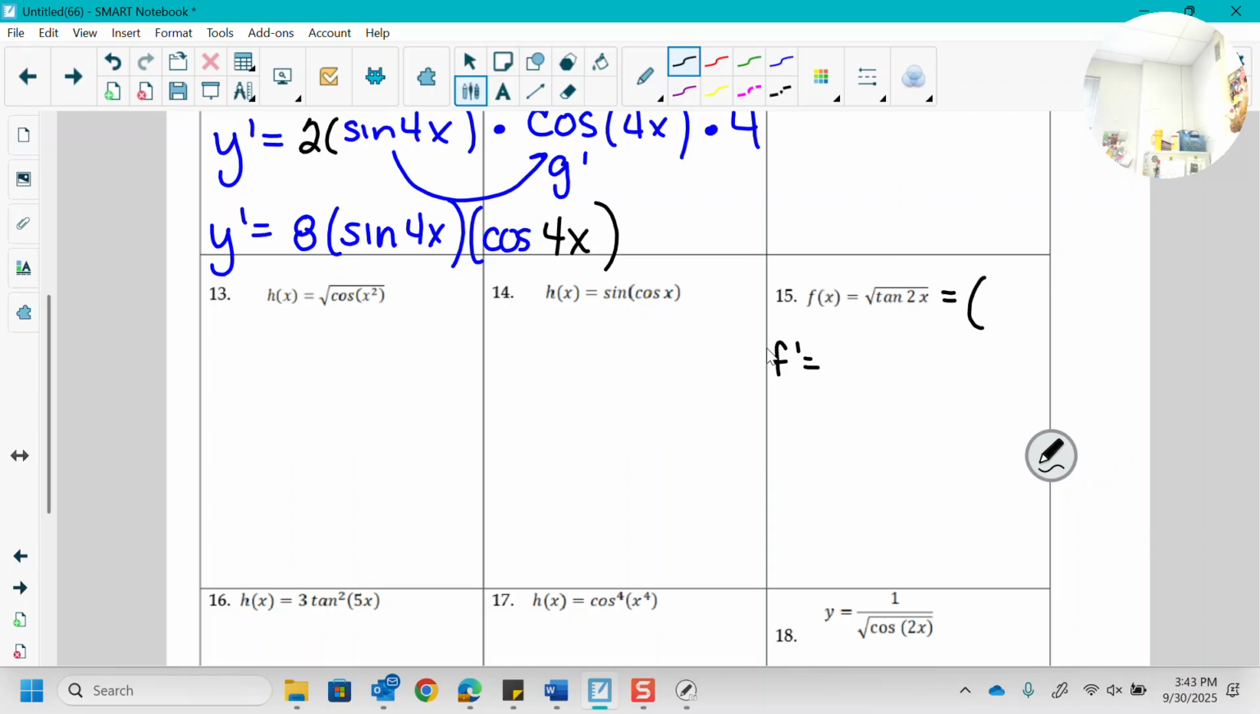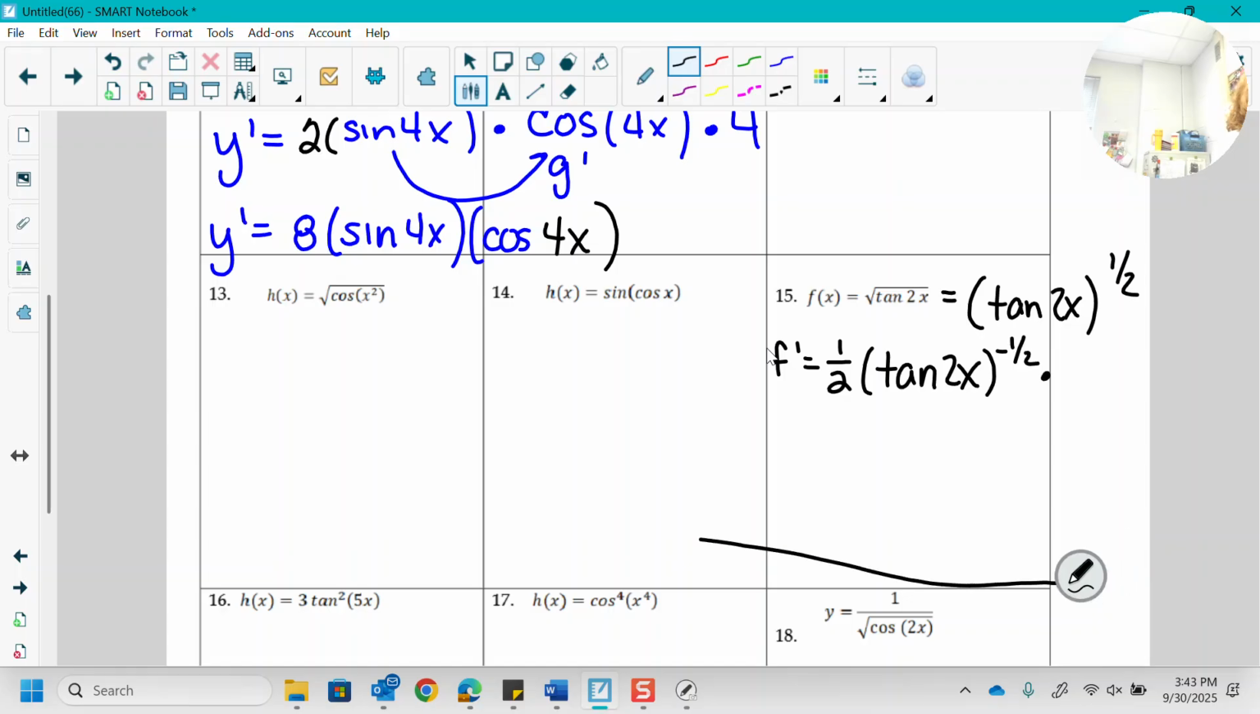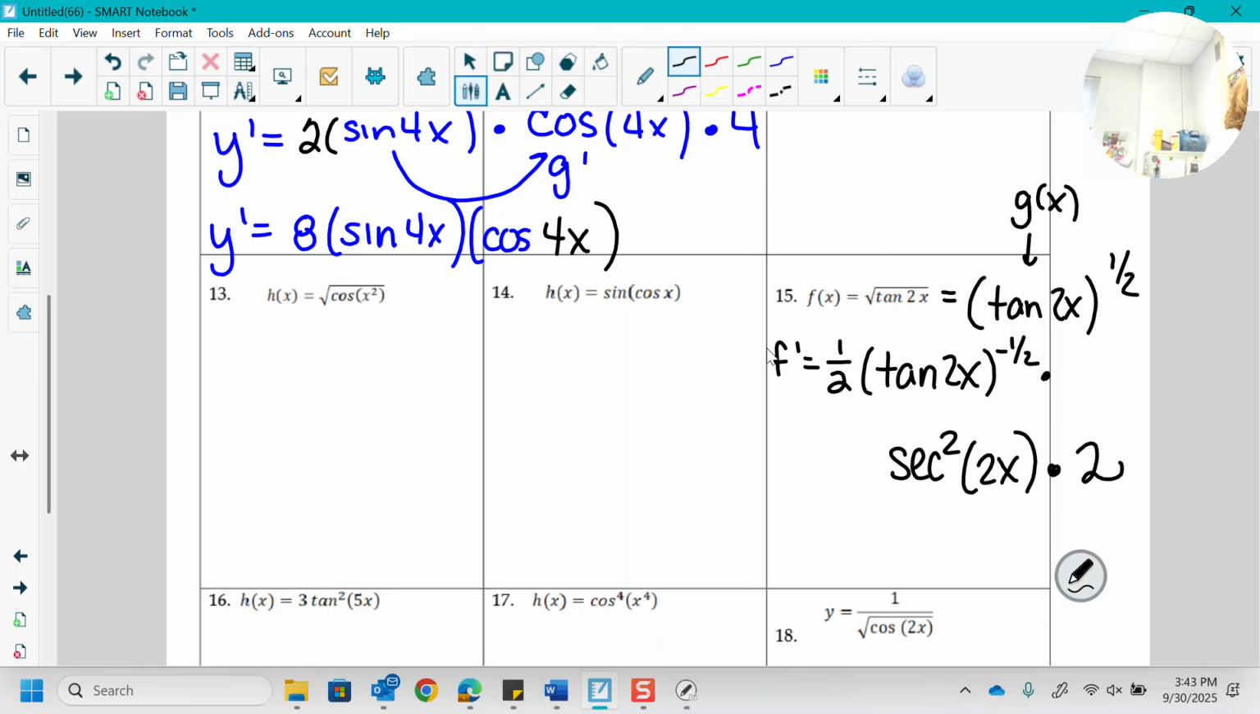Because when I see that root, it sort of automatically slows me down and I go, oh yeah, I've got a big old thing to a power. So I'm going to run the power rule around my tangent 2x. And then because my tangent 2x is my g, I need a g prime. Derivative of tangent is secant squared of u times the derivative of u.